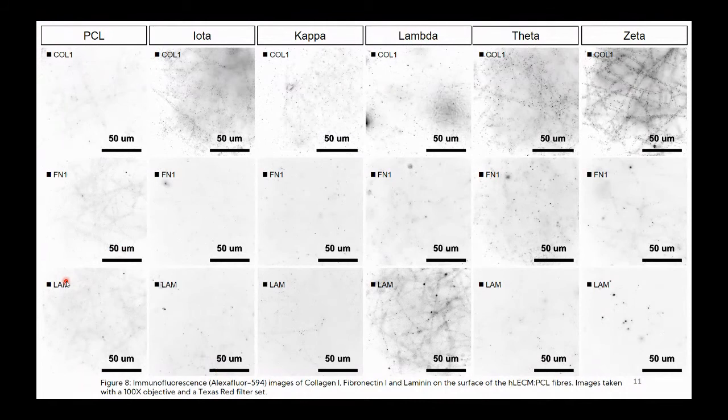Here I'm showing you some immunofluorescence images that we took of staining for collagen, fibronectin, and laminin, which are some of the major ECM components found all over the body. We've shown that these proteins are present on the surface of the fibers, albeit in different quantities in each sample. Whilst this isn't a quantitative assessment, at least qualitatively we can say that there are differences. Nonetheless, we can see particularly that the proteins are present on the scaffolds.